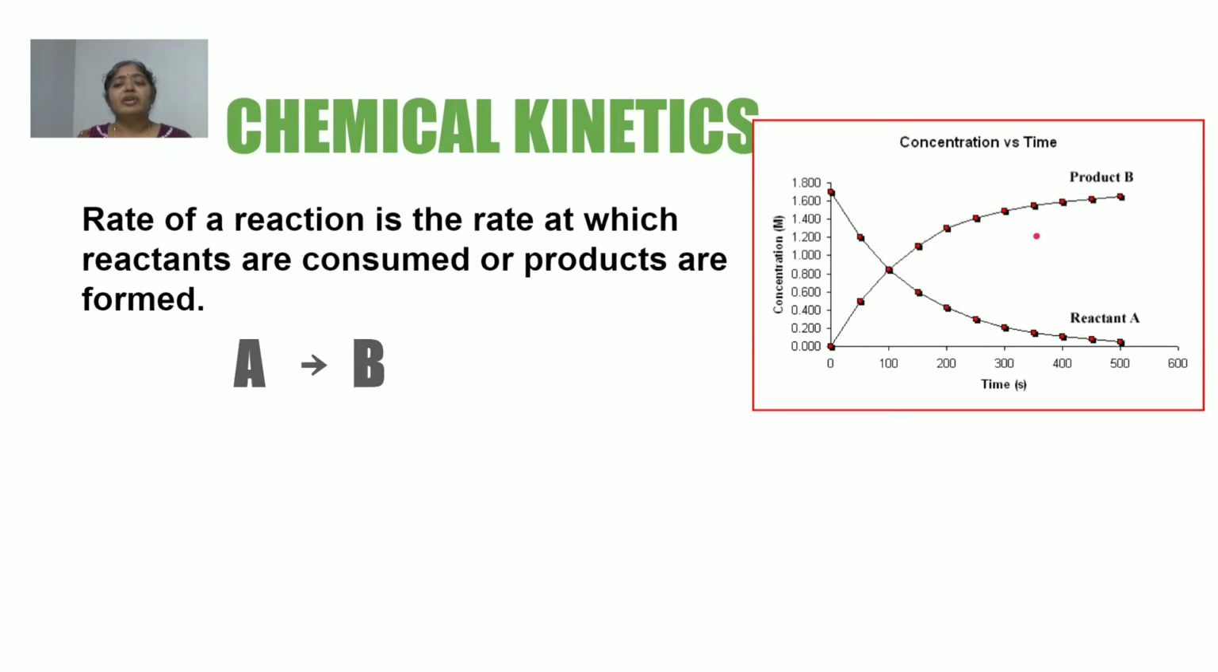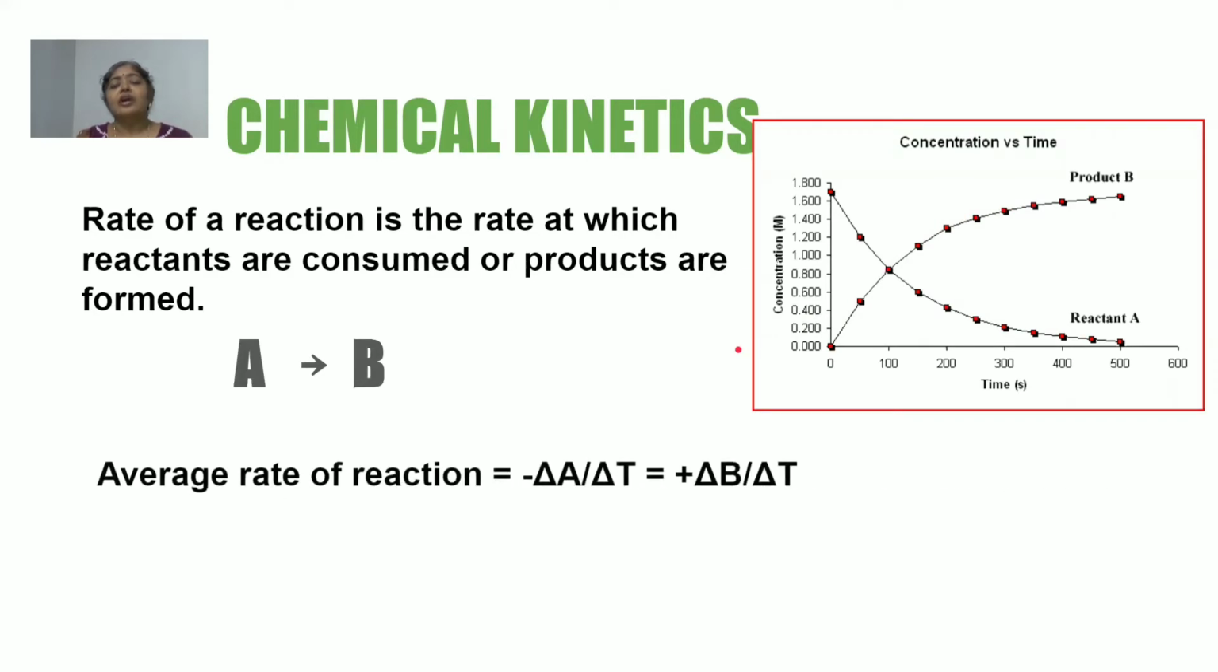So as is evident from here, with passage of time, the concentration of reactant goes on decreasing while that of the product goes on increasing. So if I were to write the rate of a reaction mathematically, then I can write the average rate of reaction as the change in concentration of A, which I denote as delta A upon delta t. And similarly, in terms of product, I can write it as delta B upon delta t. Now there is a negative sign here which denotes that reactant concentration is going to decrease with respect to time. So when I take the final minus initial values, I get a negative answer, right?